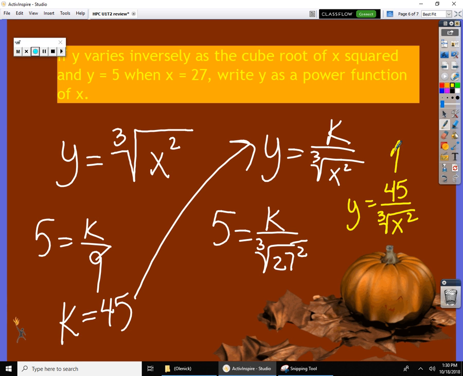So what is this in its final form? Y equals 45 x to the negative 2/3. Why is it negative? Because it's in the denominator.